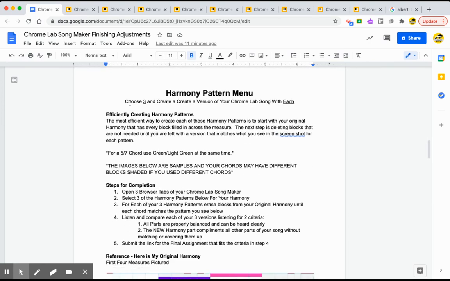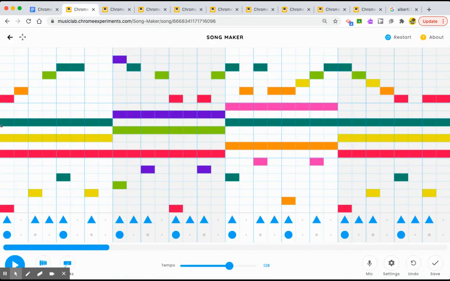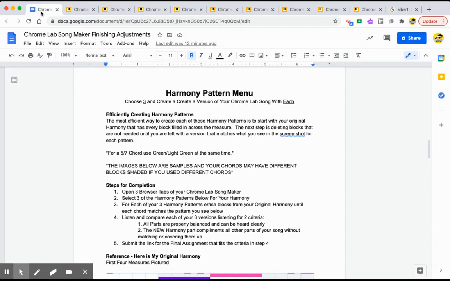So moving down here, I created a harmony pattern menu for you. The most efficient way to create each of these harmony patterns is to start with the original, which again has the blocks drawn all the way across each measure. And what we're going to do is delete or clear out blocks to create the patterns below.